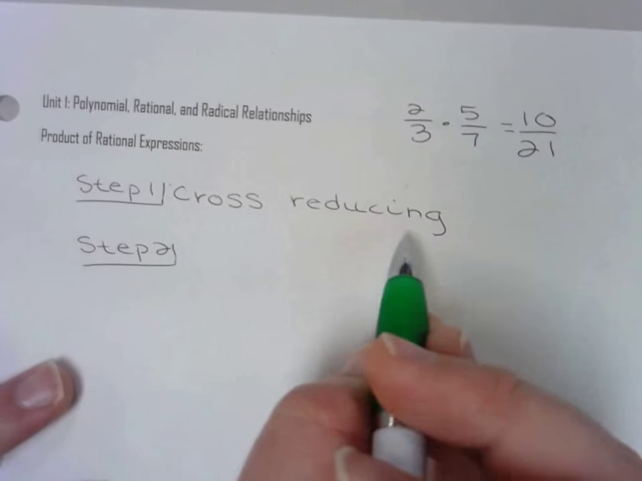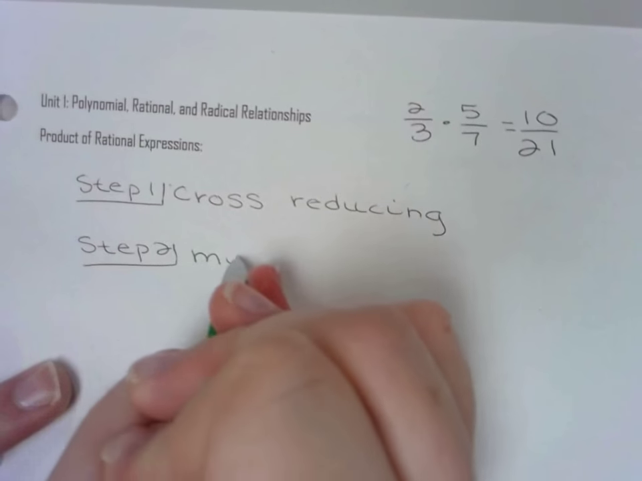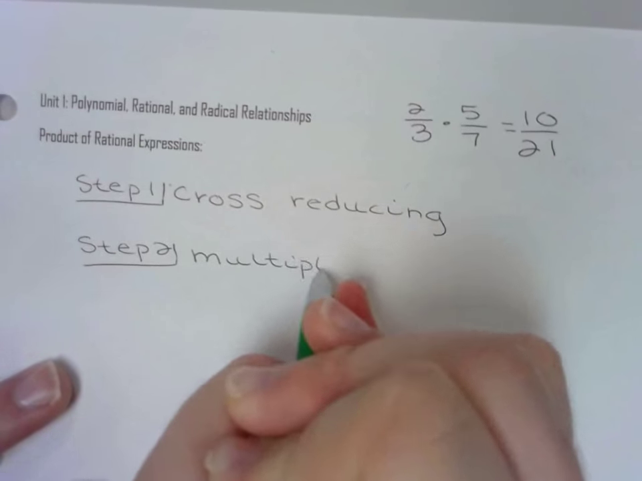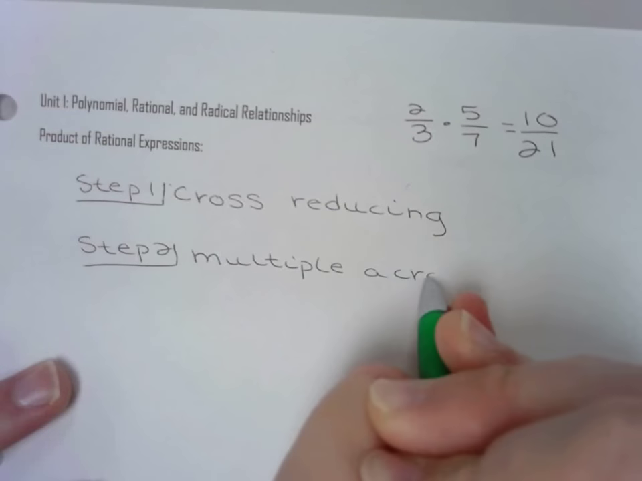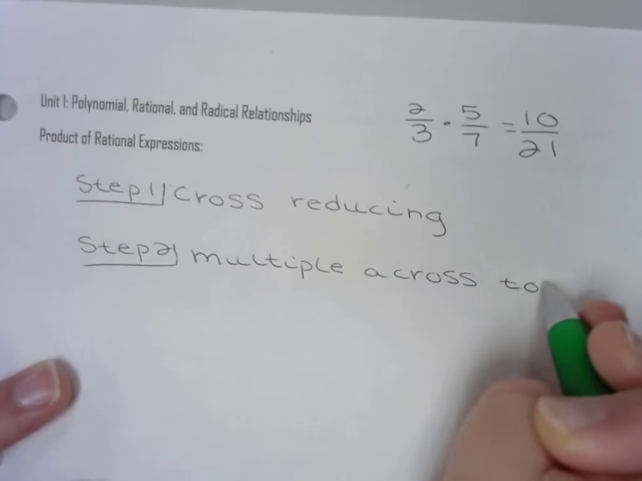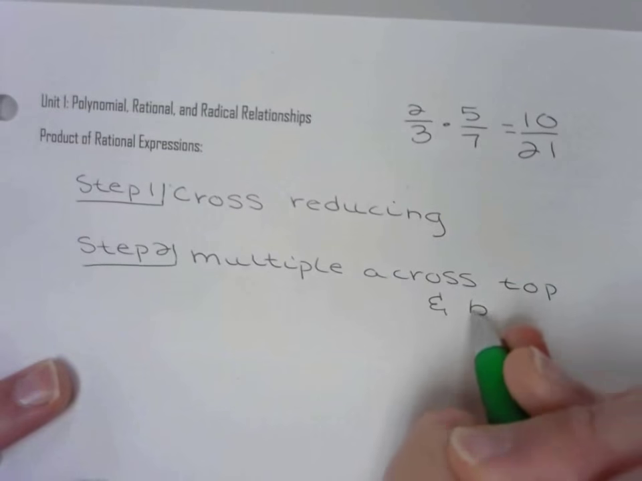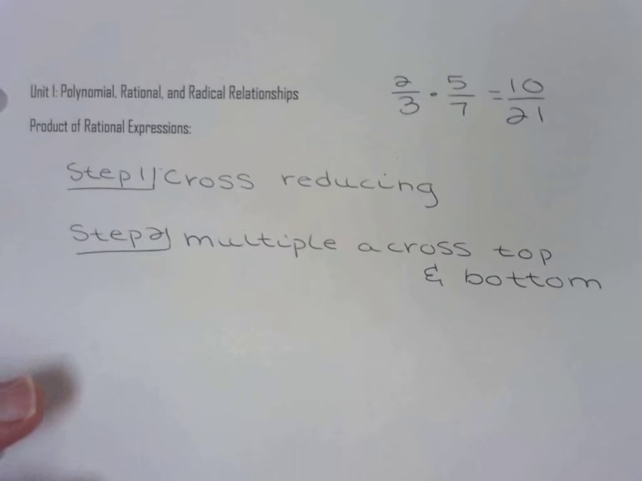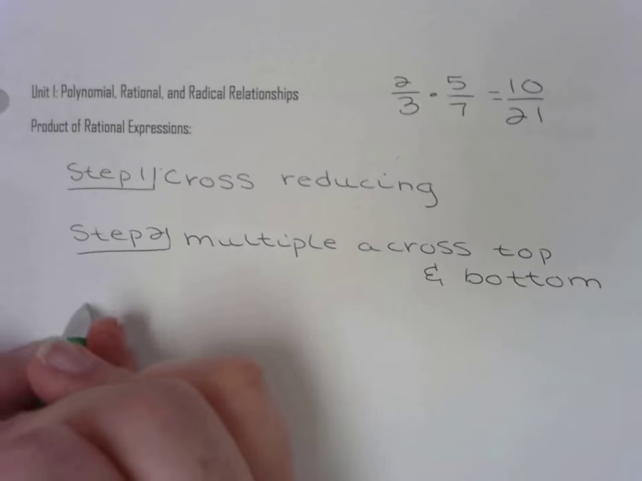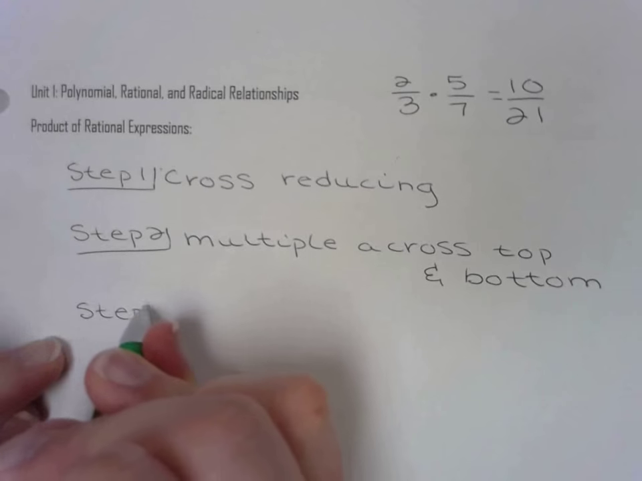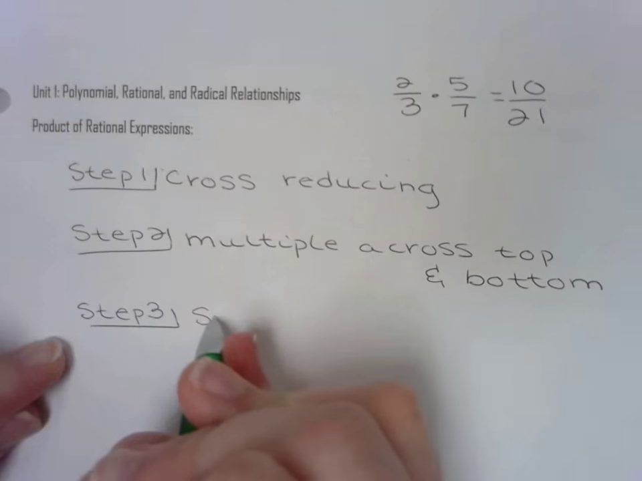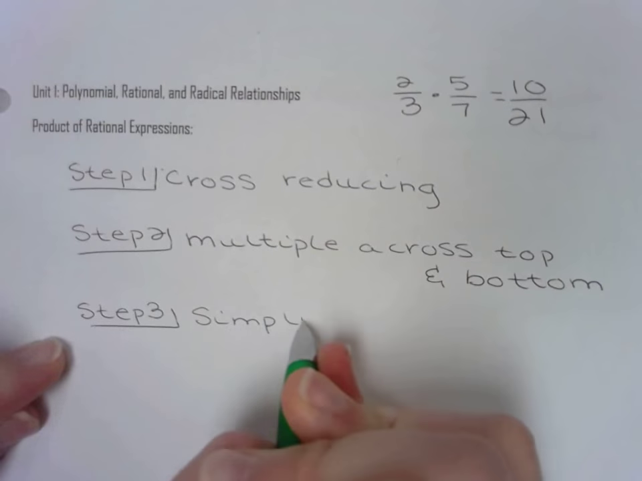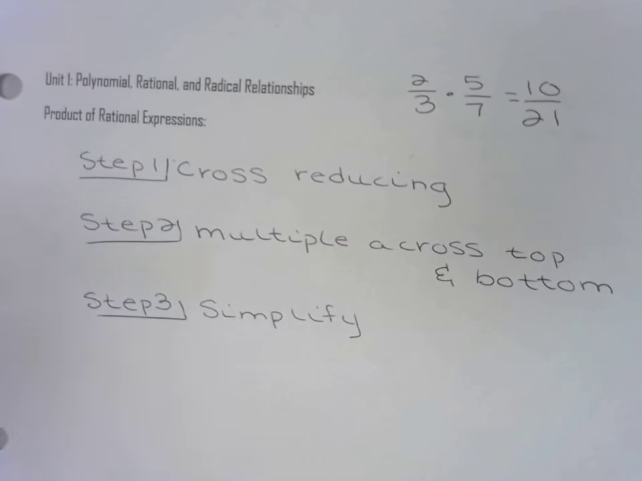So you're going to reduce first and then multiply across top and bottom. So it's a little less complicated than adding and subtracting. You do not need common denominators. You're going to cross-reduce first and then multiply across the top and the bottom. And then step 3, you may simplify a little more, possibly, but we'll look at some examples. Sometimes you won't. The cross-reducing at the beginning kind of helps make it easier, have smaller numbers when you multiply.